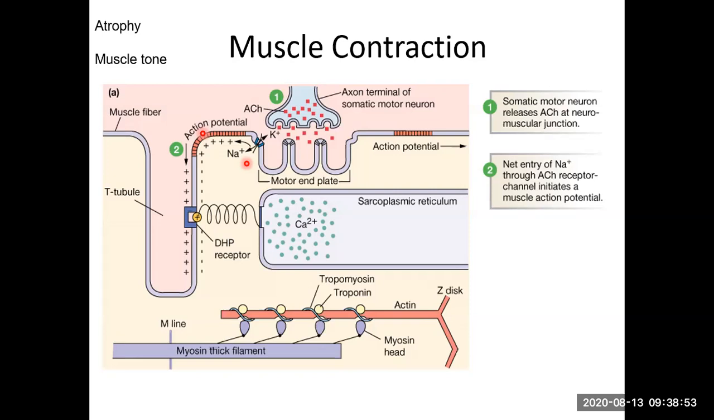The T-tubule is the extension of the plasma membrane, the cell membrane. So it will bring the action potential down here to get very close to the sarcoplasmic reticulum. And the action potential down here will trigger a channel called DHP. DHP gets excited. DHP has a connection with another channel to open the door of the sarcoplasmic reticulum.